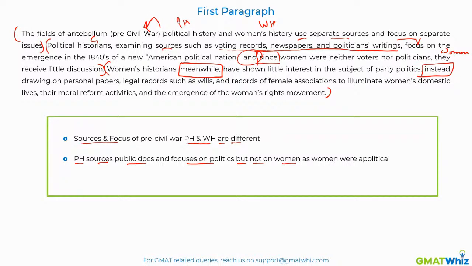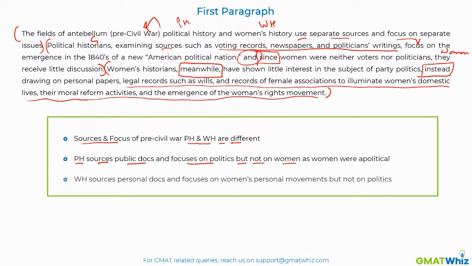Drawing on personal papers. Okay, so the others focused on public documents. These people focus on personal papers. And then, if I really look at it, these are all examples of those personal papers. Not really very important. This is where I can speed up my writing. This is all about women's personal movements and moral reform activities and domesticities and female associations and stuff like that. So I just quickly jot down here, okay, women historians source personal docs, focus on women's personal movements, but not on politics.